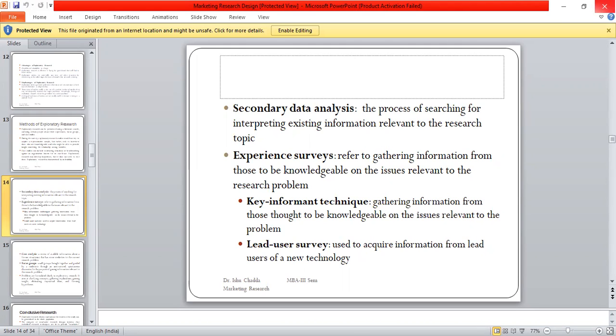That means you are using secondary data analysis. Experience survey: when you follow the method of experience survey, you gather your information from the knowledgeable, from the relevant person. You are using an exploratory method. Key informant technique: if you gather information only from key informants, that is part of the key informant technique. And if you acquire information on the usage of technology, you are using the lead user survey method.